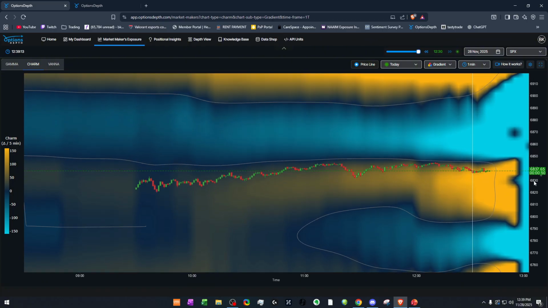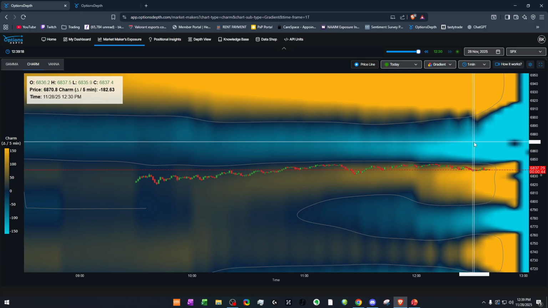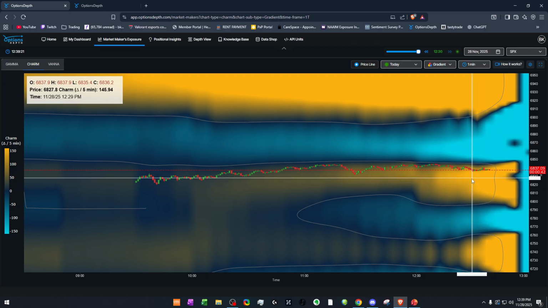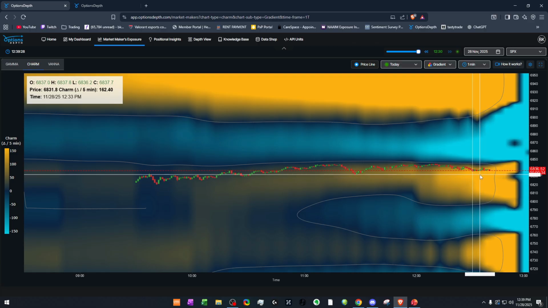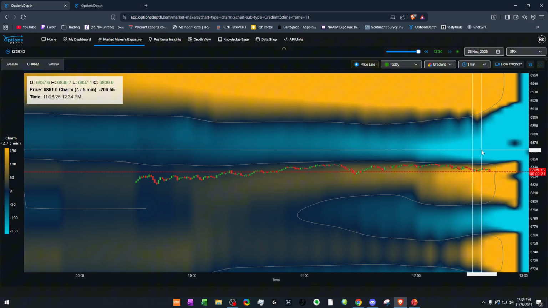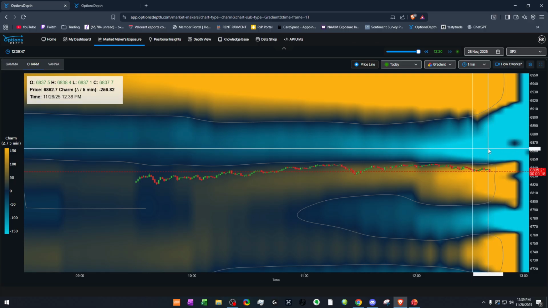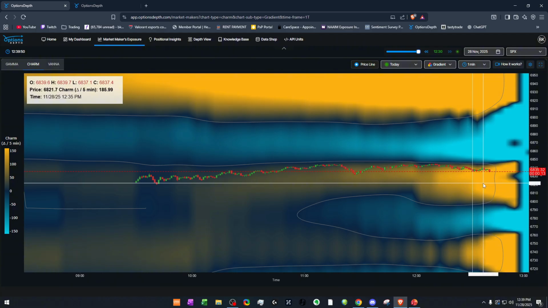And charm is just the delta decay as the day goes on. Blue is a supportive environment, and this orange yellow is a suppressive environment. So what that means is if we are in a yellow area, that just means as the day progresses, market makers need to hedge their delta by selling futures. And it's the opposite for the blue area. If they're in the blue, as the day goes on, they need to buy back futures or buy futures to hedge their delta. Charm is a very passive flow.